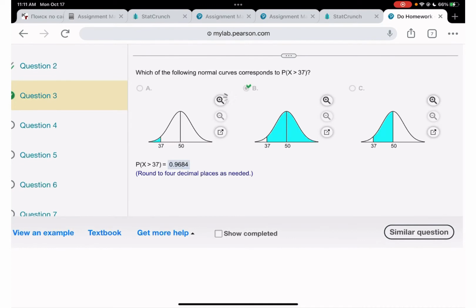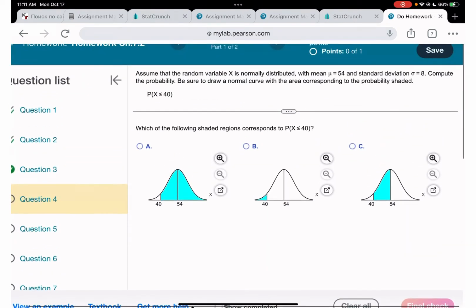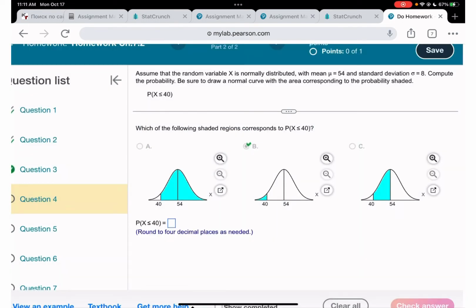Okay, good choice. Moving to next question, B. The fact that it says x is less than 40, I am looking without even a graph. Here is 40, so less than 40 looks like it's going to be B. Pretty straightforward. And to find this area, 54 is mu, 8 is sigma.